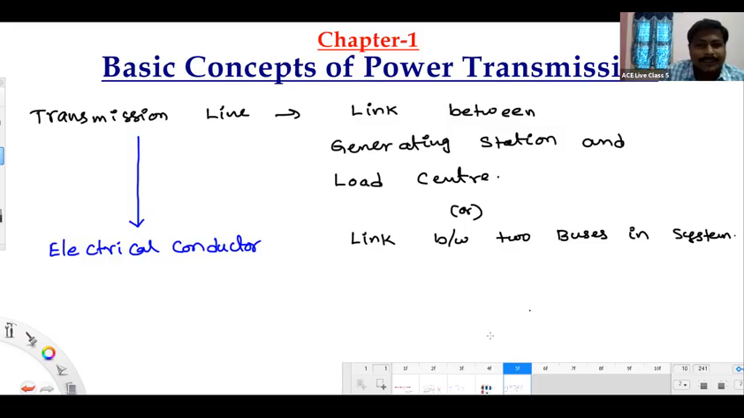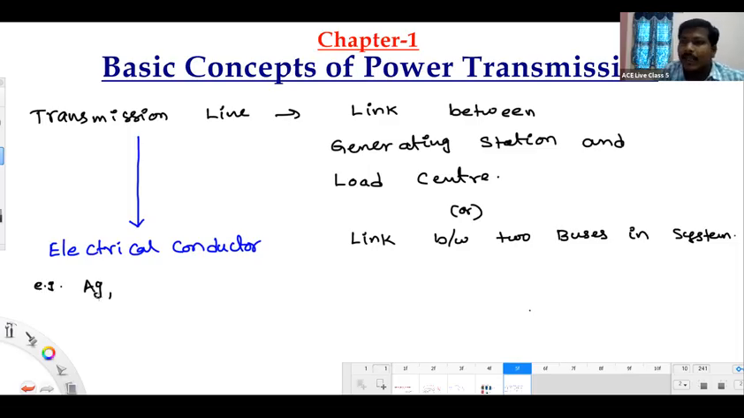Tell me now, what are the materials which have good conductivity? I will give some examples to you. Could you please tell me which material has the highest conductivity? Silver. Silver will have the highest conductivity.